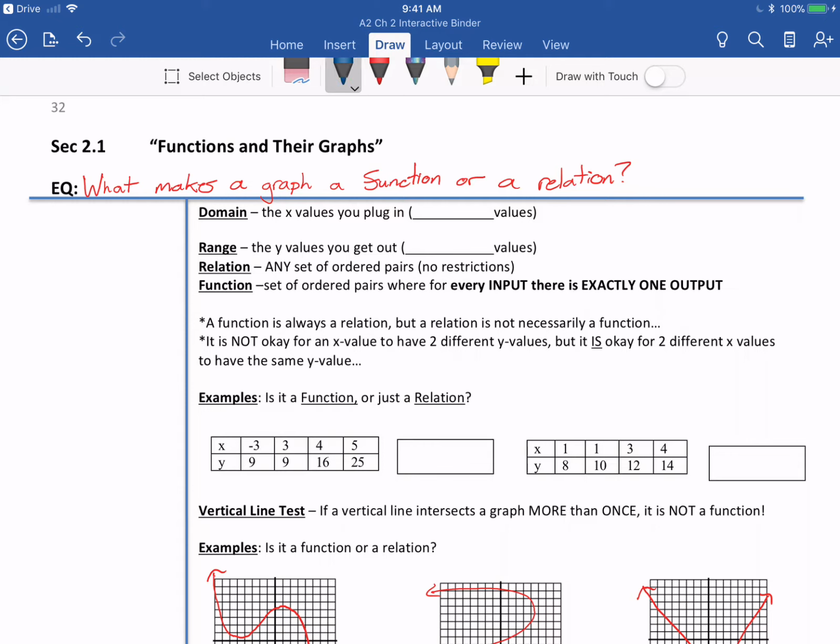Alright, so let's jump into functions and their graphs. We're going to look at an essential question today. What makes a graph a function or a relation is my essential question. Awesome. So here we go.